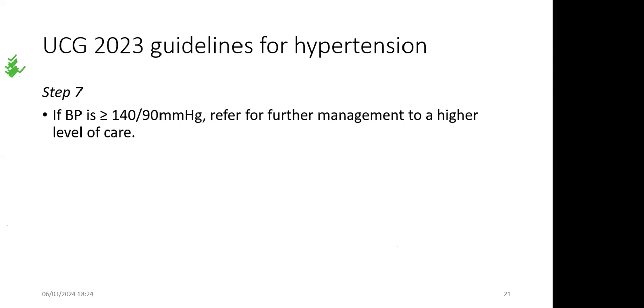Then the final step is step 7. These are patients who have BPs above 140 systolic and above 90 diastolic. And these patients have not responded to all the interventions we have been doing. So sometimes they actually have another undiagnosed cause for their hypertension. Okay. So according to the Uganda clinical guideline, we refer them to a higher facility.